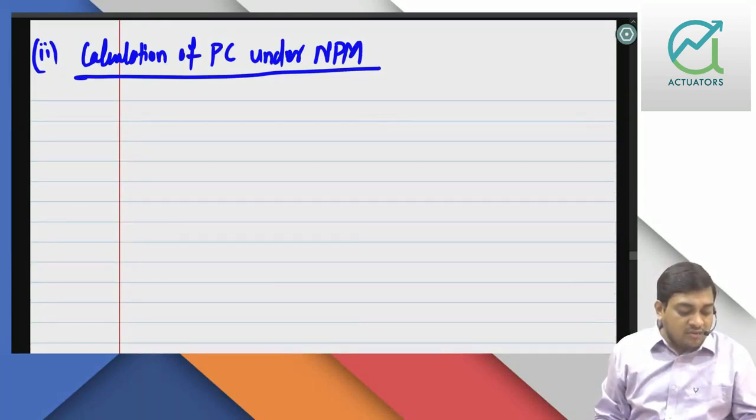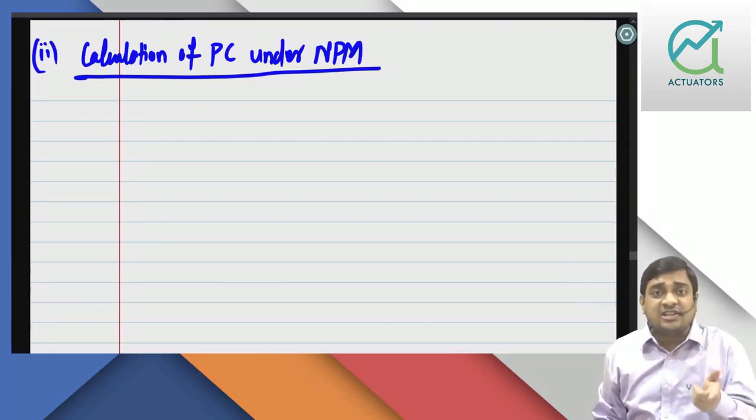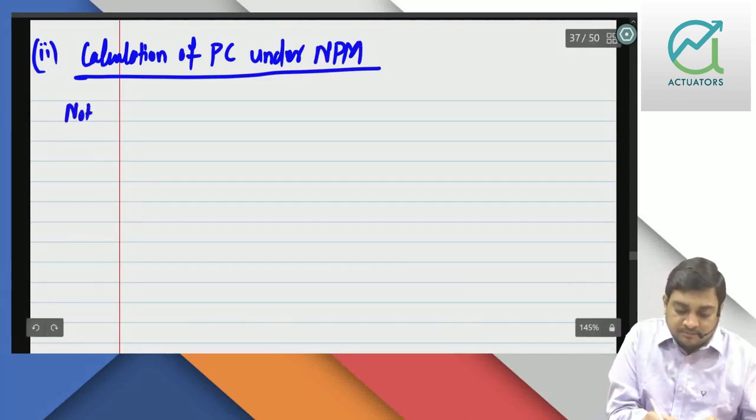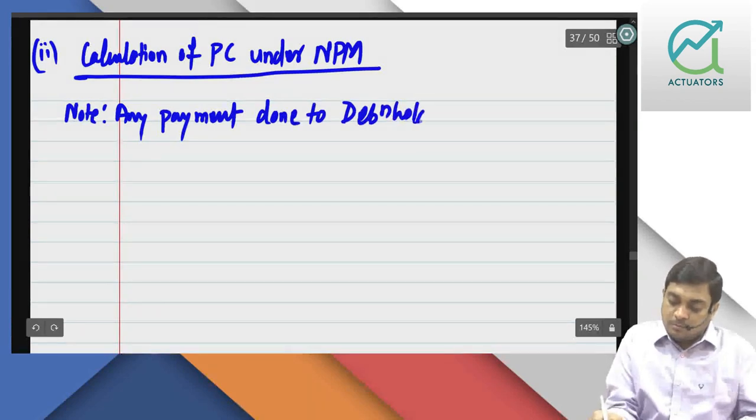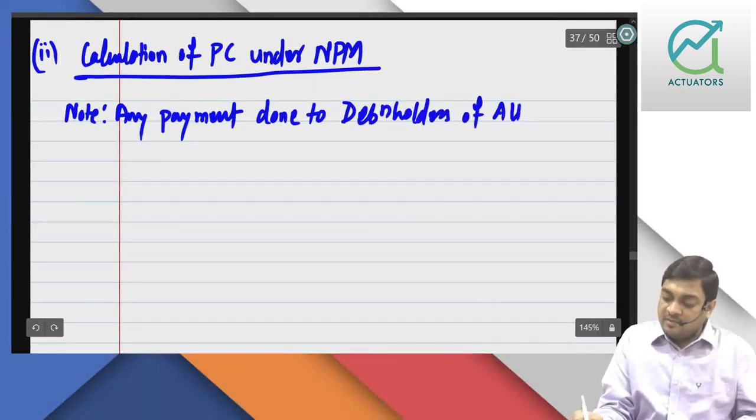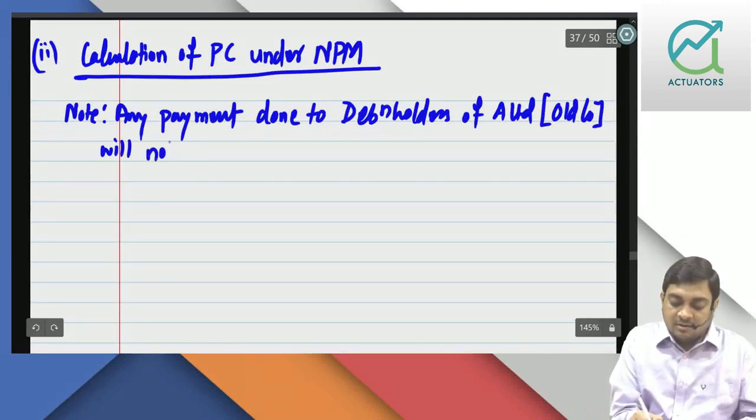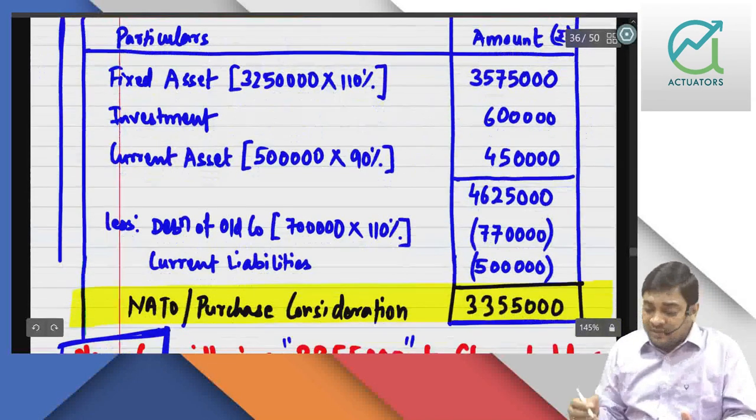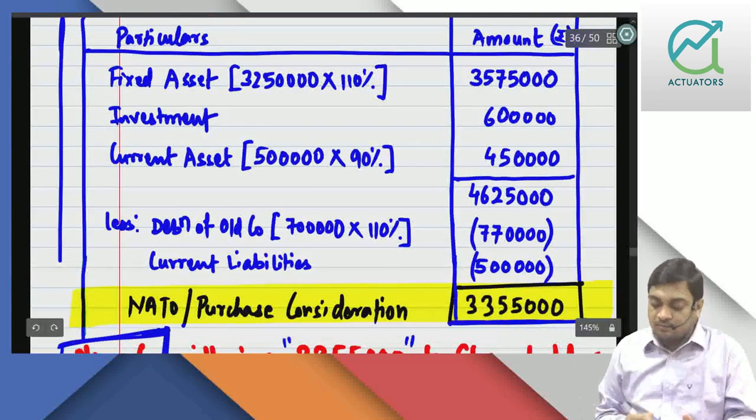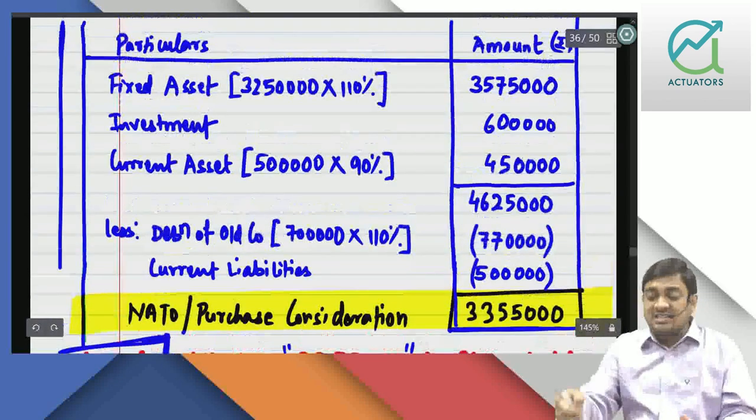First point, discharge of debenture holders of A Limited at 10% premium. Whatever you are discharging to the debenture holders, that will not come in PC. Note: any payment done to debenture holders of A Limited, that is the old company, will not be considered in calculation of PC. Over there it was subtracted because we had to calculate netto. That doesn't mean that we are taking this.